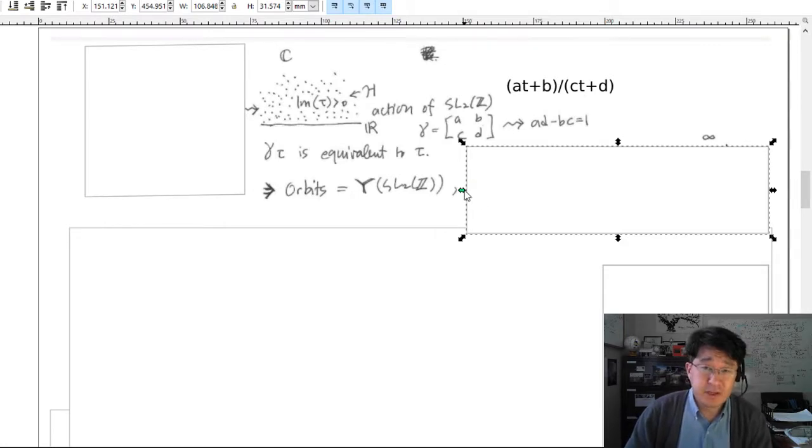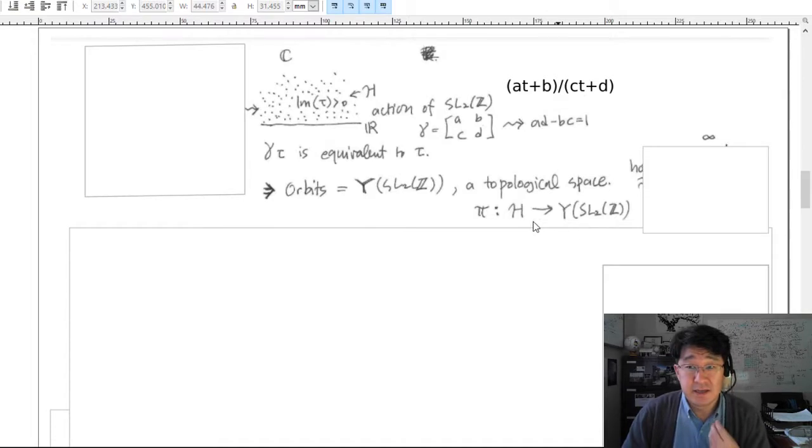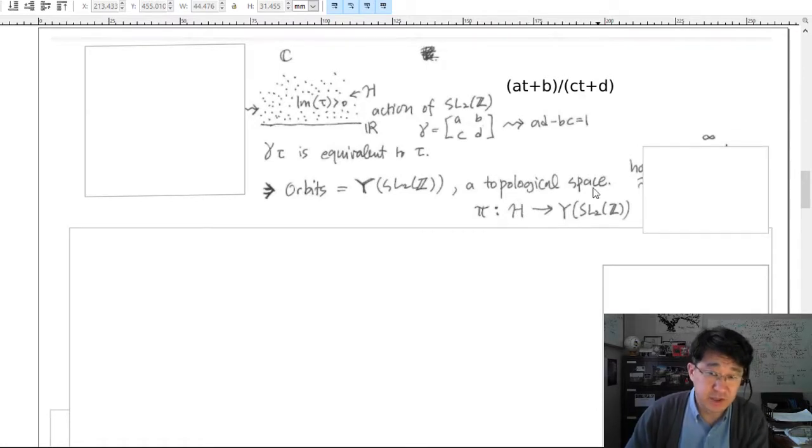So at the first level, this is simply a set, and we want to turn it into a topological space. Of course, the standard way is to think about this obvious map: every point of the upper half plane is identified with the orbit it lies in. So H is surjectively mapped onto this set, and using this map we can induce a topology onto this space Y, which is simply a set. So that's a standard thing.